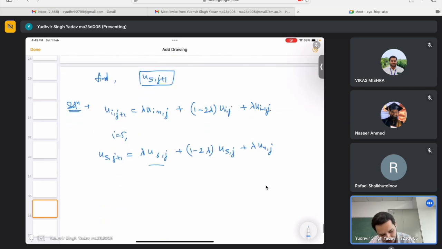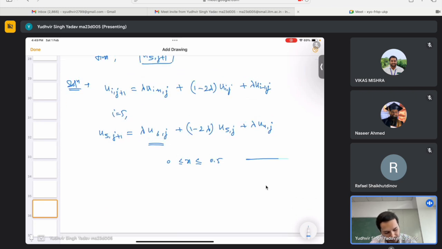Here you can see u6, but x is only from 0 to 0.5. So we only have this number of points, 5 points, but we also need the value at point 6. For this type of case, we will use the derivative boundary condition.